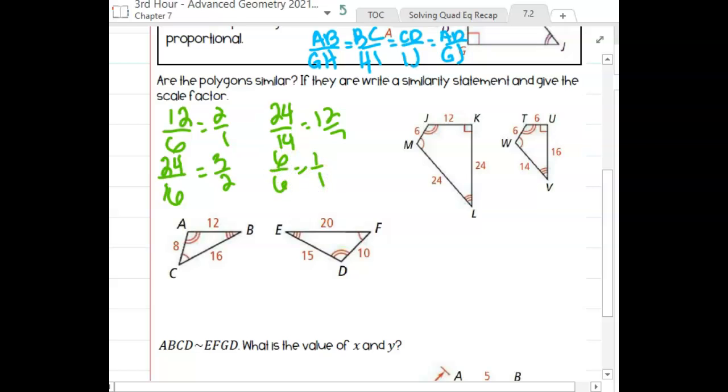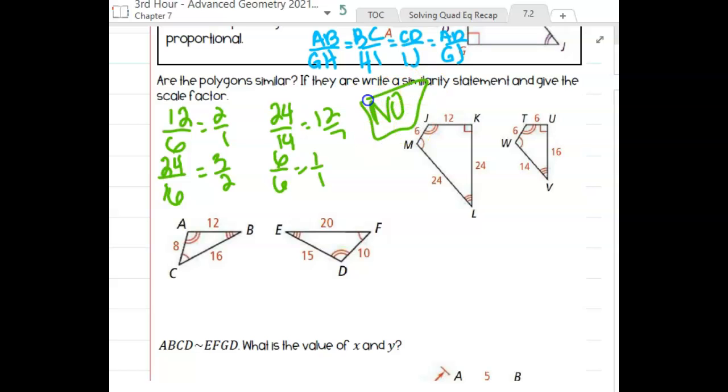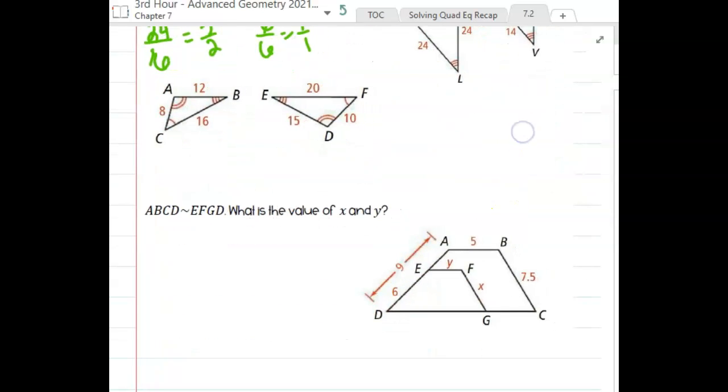None of them are the same. None of them are. And it wouldn't even matter. Let's say 3 of them were the same and one of them is not. That would be enough to say, nope, not similar. Not similar. Okay, if I look at these two triangles here.